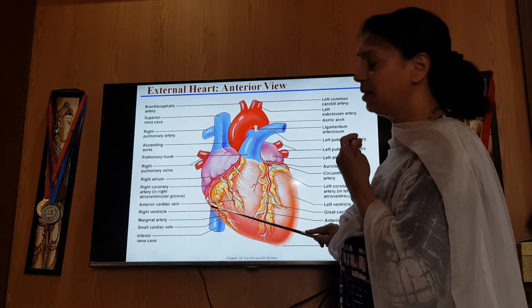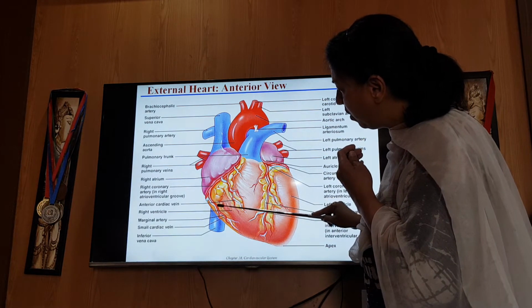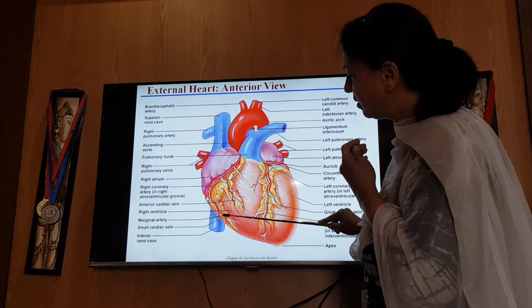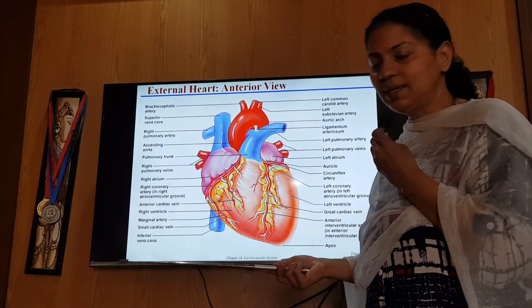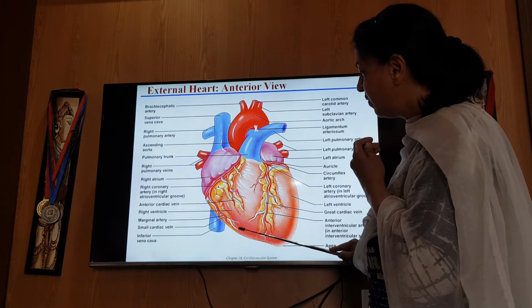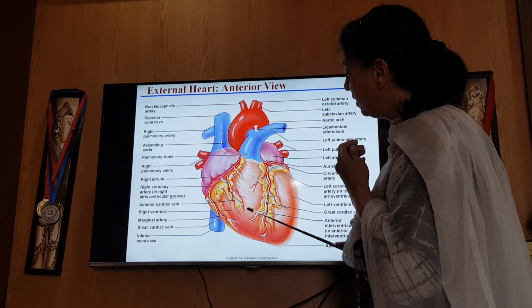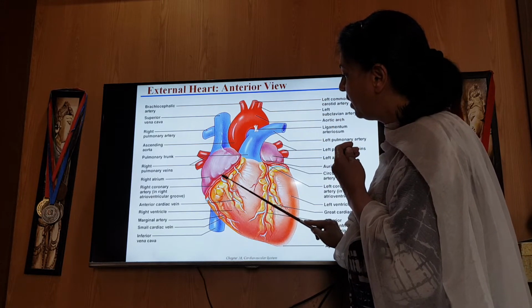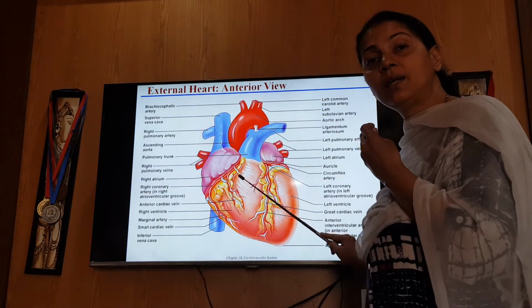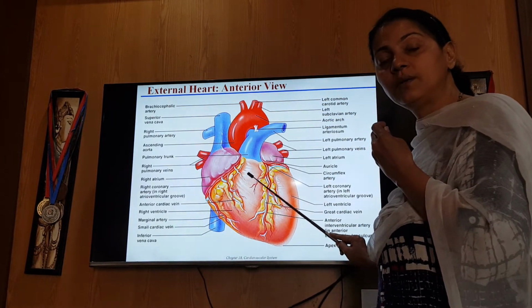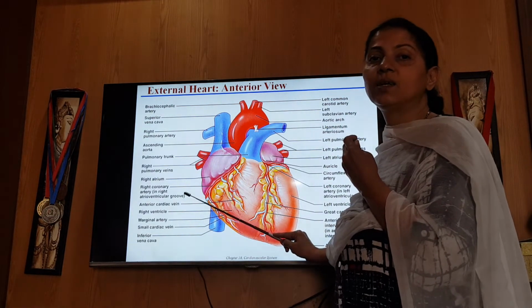We will start from the marginal artery side. From here you can see one small vein. This is small cardiac vein because it is small in size, isn't it? So this is the small cardiac vein. You can see the tributary. Again it is going upwards, right? Then you will see one more vein over here, which is present on the anterior aspect of the right ventricular surface. So this is anterior cardiac vein.